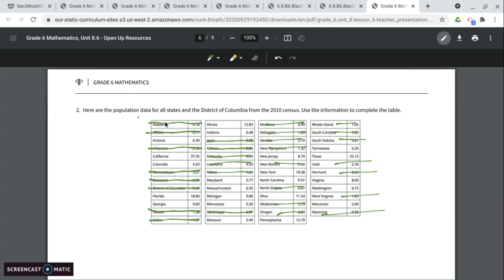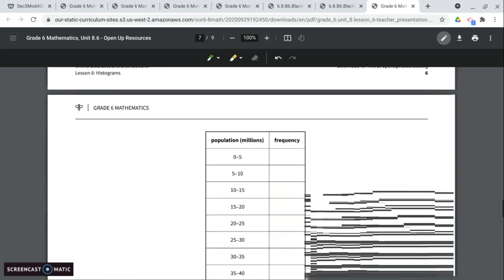So we have 1, 2, 3, and so on up to 29. So our frequency is 29.